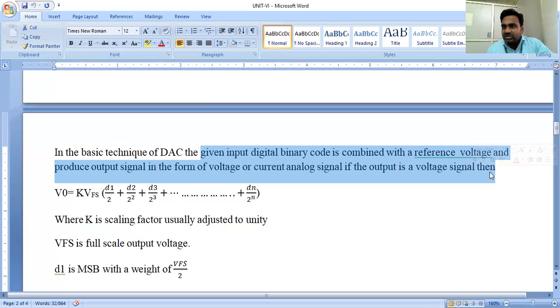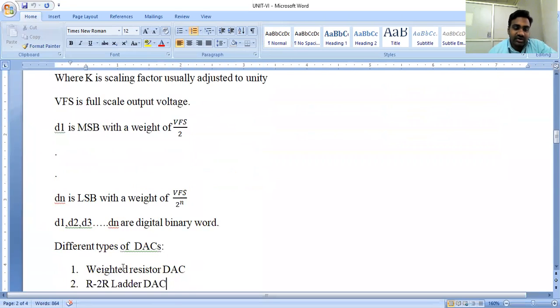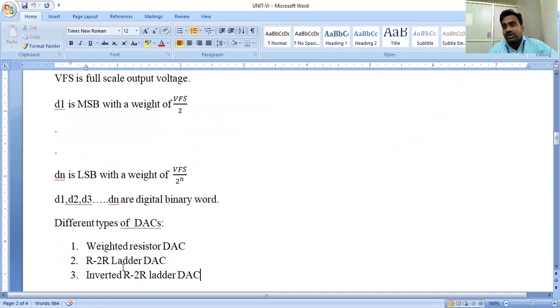We processed the digital code, the digital signal, with the help of a reference voltage pulse, and the output we observed is a voltage signal. So how does that happen? V naught is the output voltage, and K is a scaling factor. VF is the full scale output voltage, and we all know D1, D2, D3. D1 is the most significant bit and DN is the least significant bit. So this is a general perspective of digital to analog conversion.